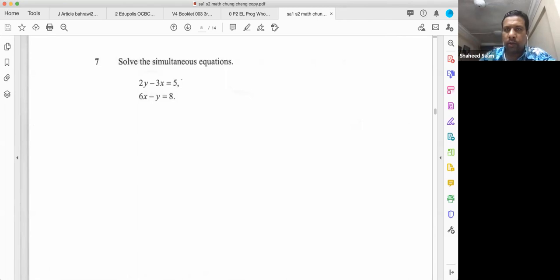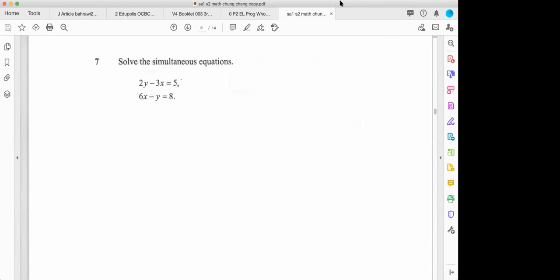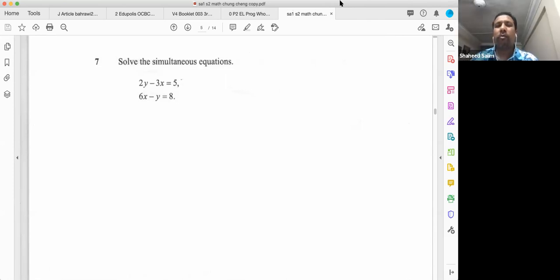Okay, anyone has gotten or anyone has stuck, please tell me, then I will lead you through. Okay, this is linear equations, I think chapter 3. Teacher, I forget how to do simultaneous equation. Okay, there's a few ways of doing it.